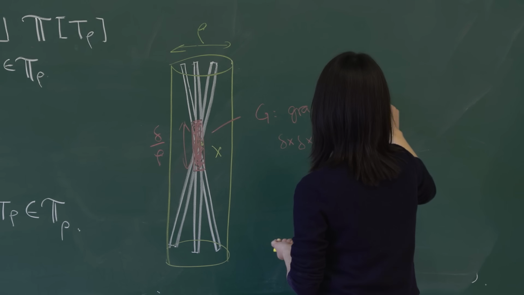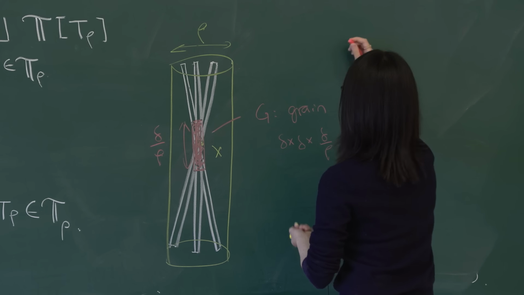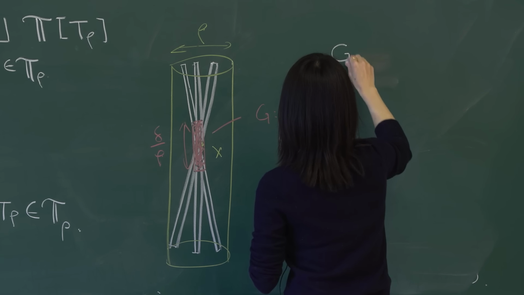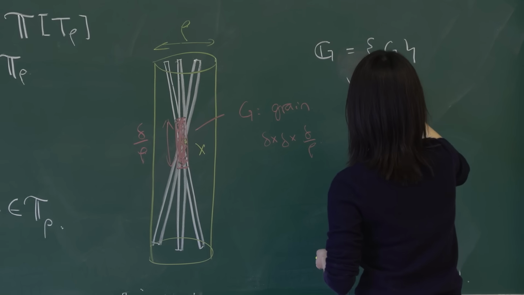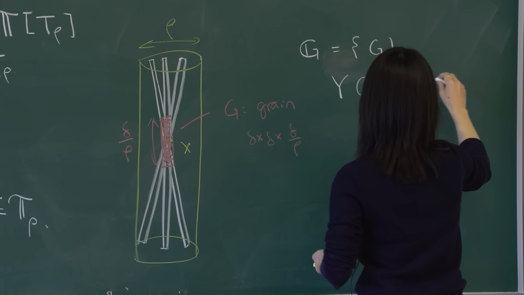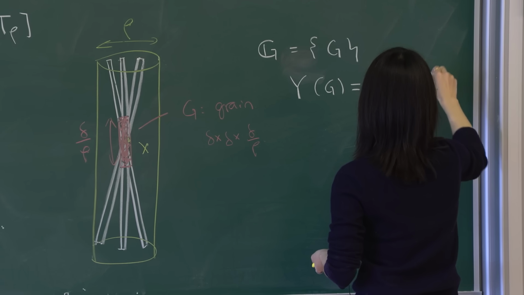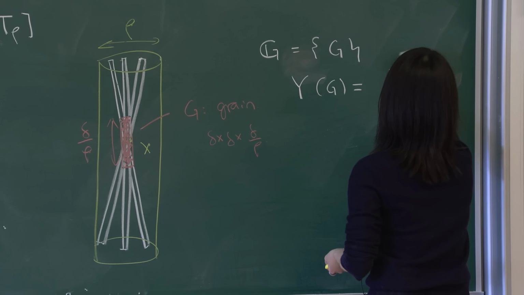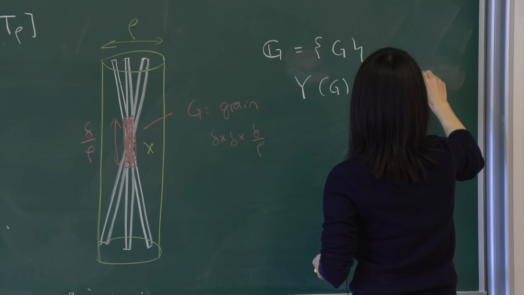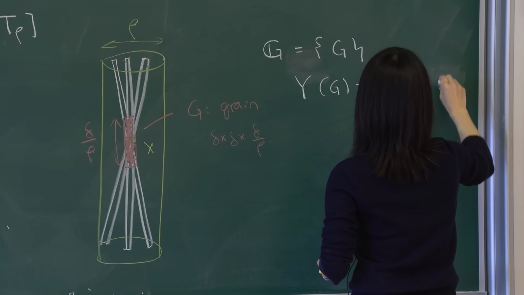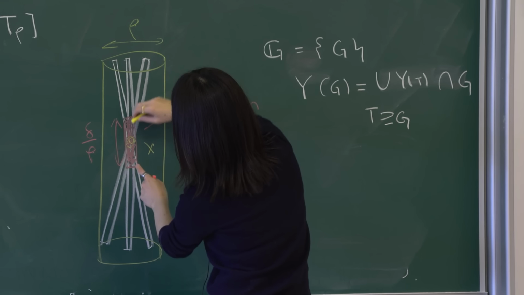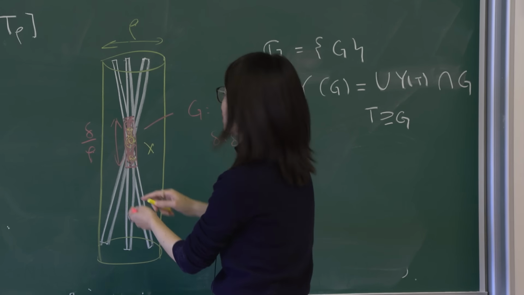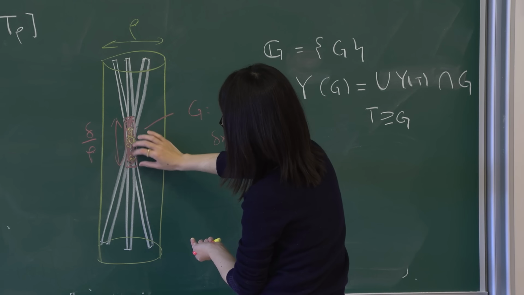And we can also define, let's say, G. G is the collection of those grains. And we can define Y_G as the union of Y_T intersecting G, for those T that contain G. Basically, it says that we take the shading of all those tubes passing through it. And then this gives us a shading.